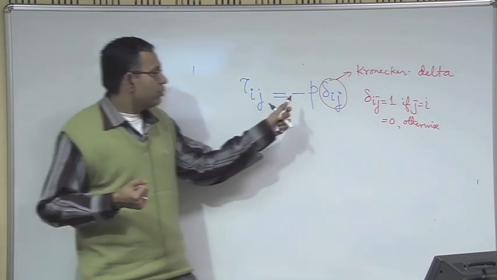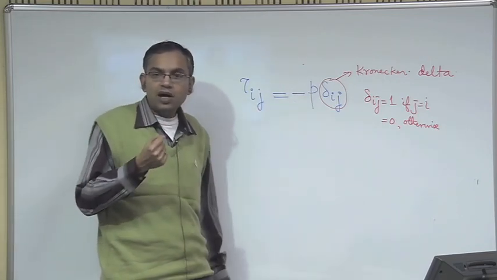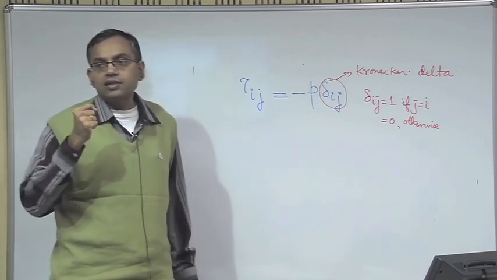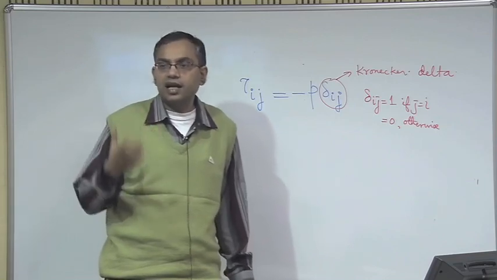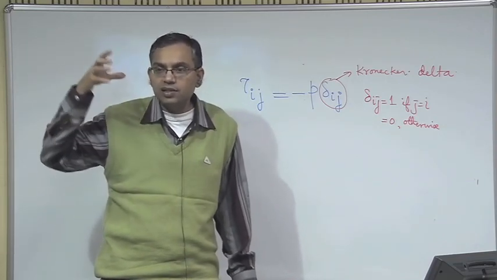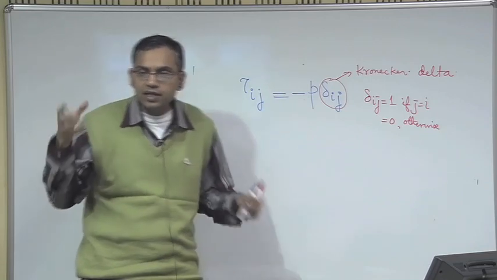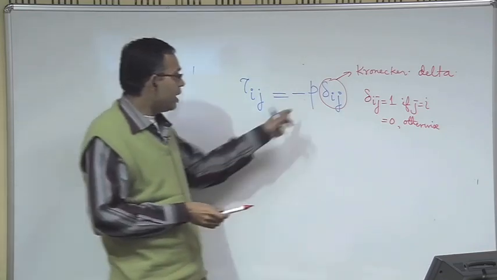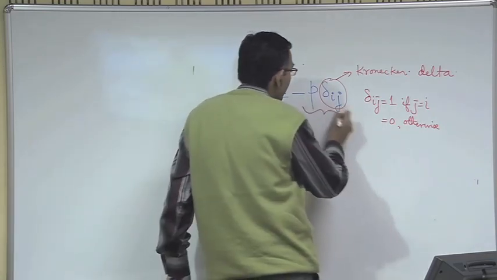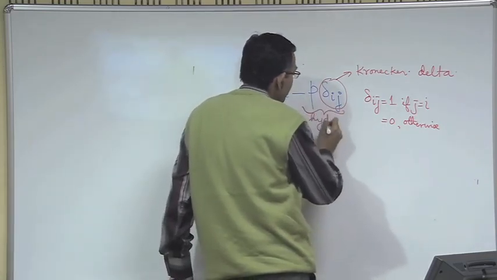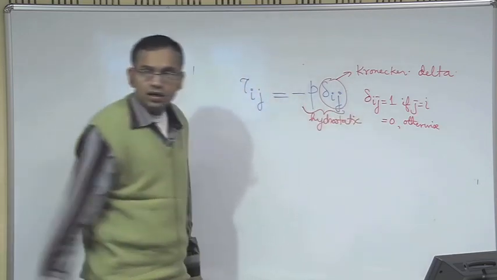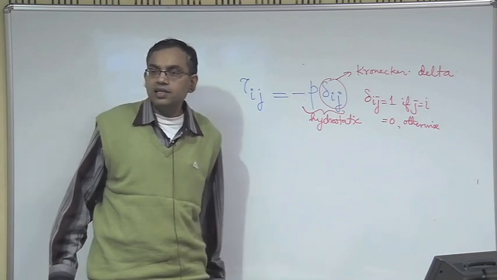And why minus? Minus is because the positive normal component of stress is by sign convention considered as tensile, whereas pressure by definition means it is acting compressively. So, that is what is pressure. So, minus p delta ij, this is the hydrostatic component. That means, if the fluid is at rest, this is the component of stress that is acting.